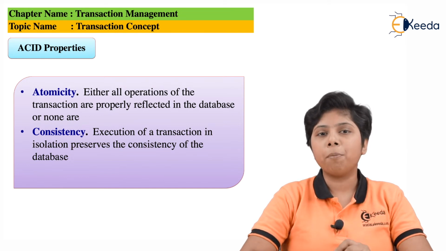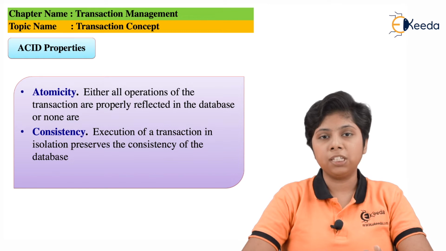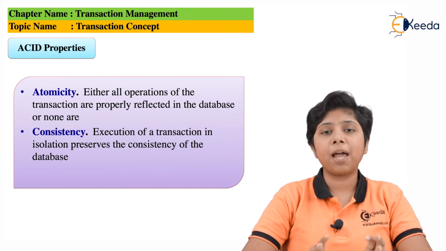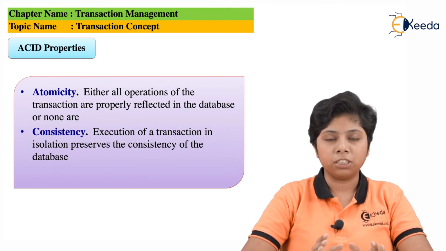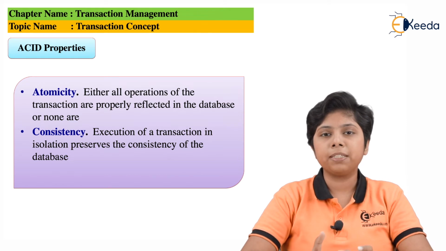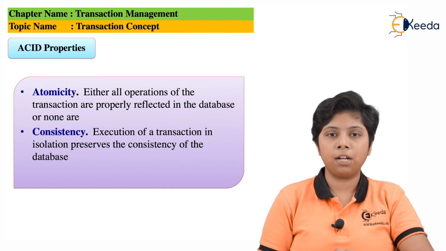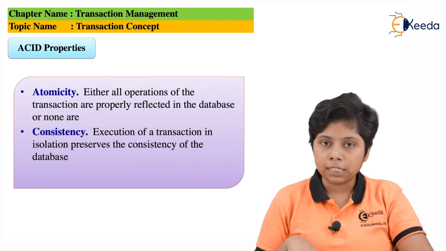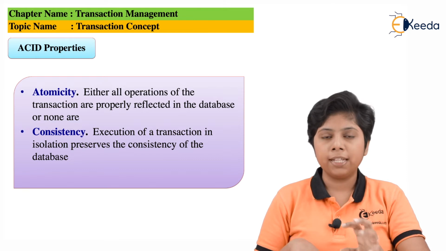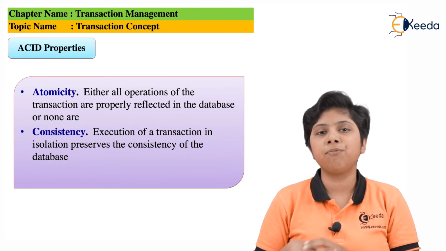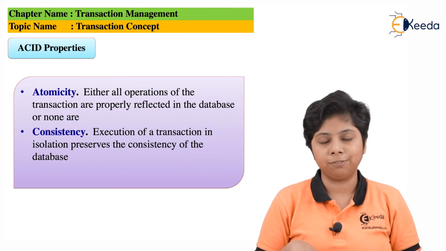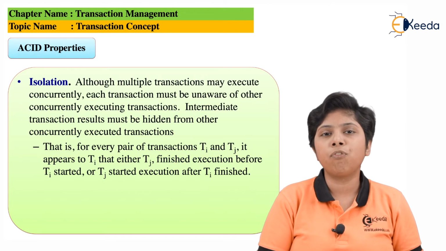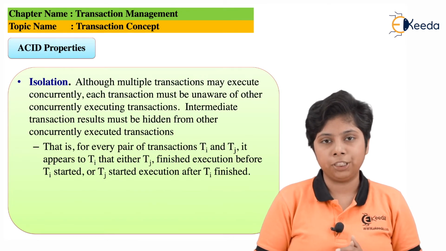Now when we are performing concurrent execution, consistency becomes absolutely important, because it may happen that one part of the transaction needs the result of the other part. So if they are not performing in a consistent and atomic way, then the concurrent execution will fail for the transaction. Now we will go for the next one, that is isolation.